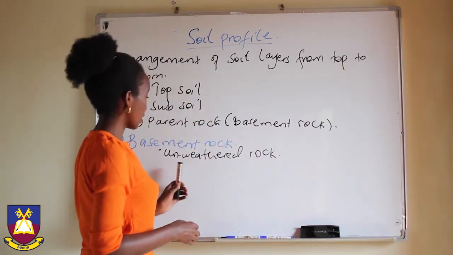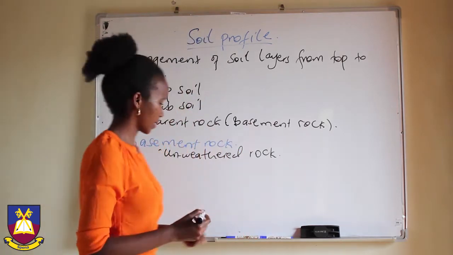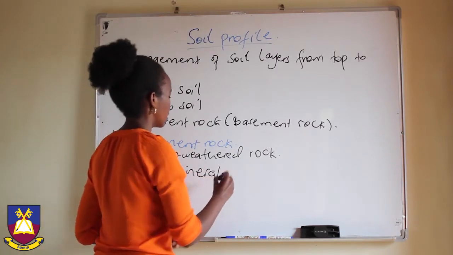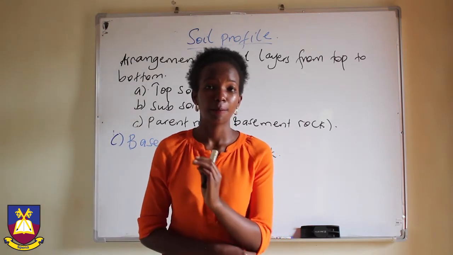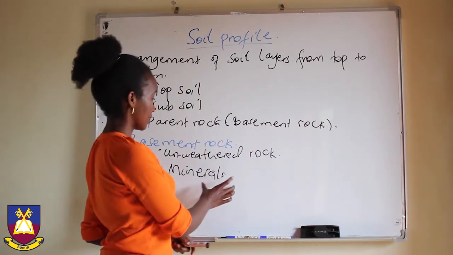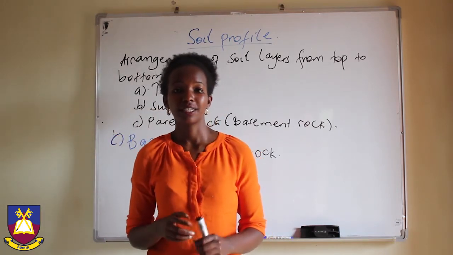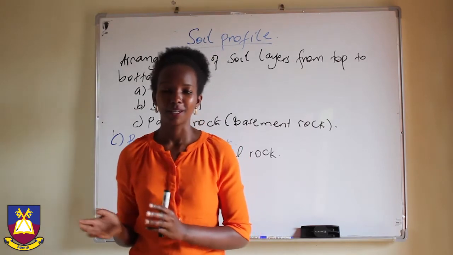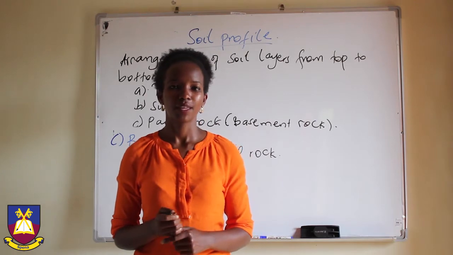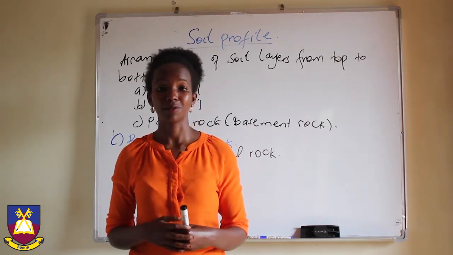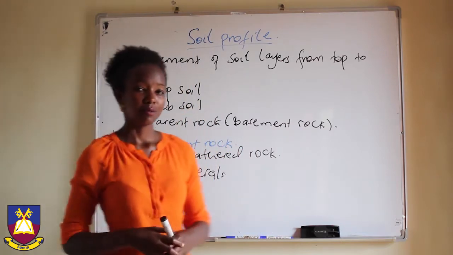So it contains unweathered rock. It also contains a number of minerals, not those added because of fertilizers. We're talking about the minerals that are naturally found within soil. They arise from this basement rock. It also contains some fungi and bacteria and other microorganisms that can survive without light, without a lot of air, like we saw.